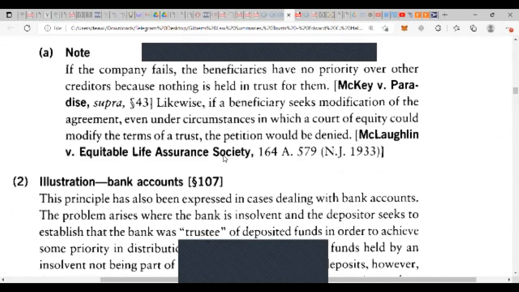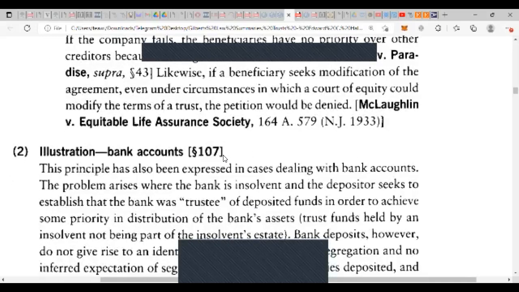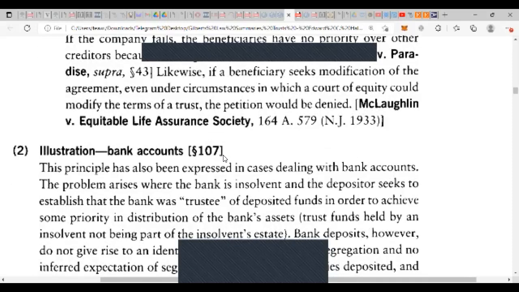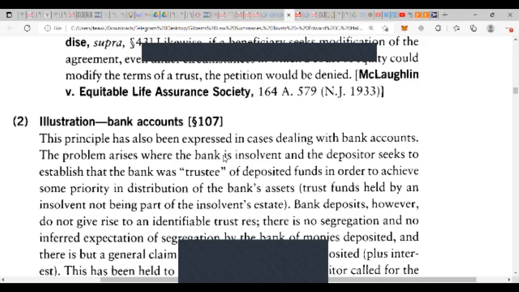Likewise, if a beneficiary seeks modification of the agreement, even under circumstances in which a court of equity could modify the terms of a trust, the petition would be denied. McLaughlin versus Equitable Life Assurance Society, 1933. Illustration 2, bank accounts, Section 107.